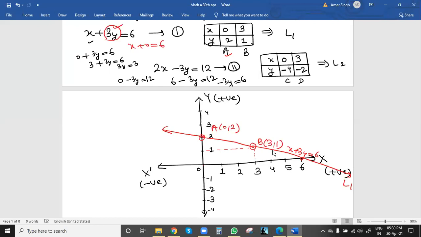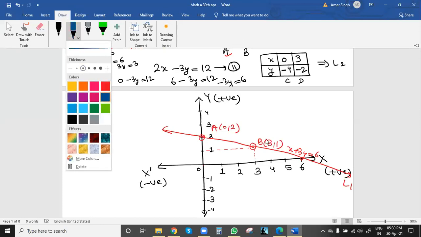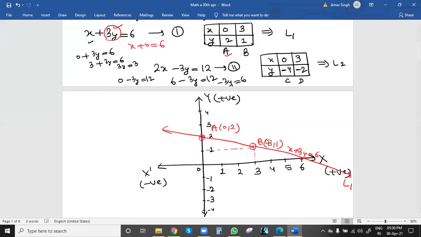Now we draw the second line, that is L2. For the second line, we note the points C and D, just 2 points we have to plot. So C is 0, minus 4. Always x first, then y. x 0, y minus 4. 0 means x 0 means y-axis, at a distance of 4 units in negative direction. So 0, minus 4. 3, minus 2 is another point. x 3, y minus 2. Okay, good.